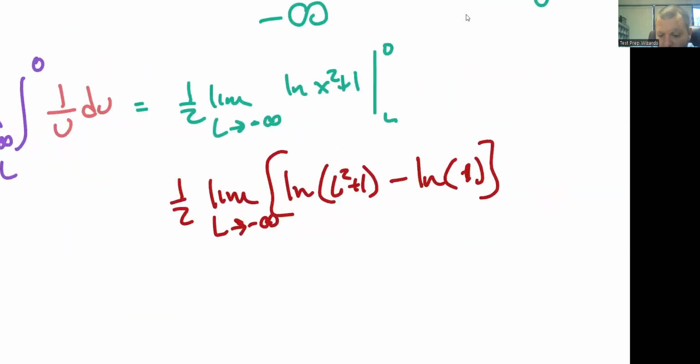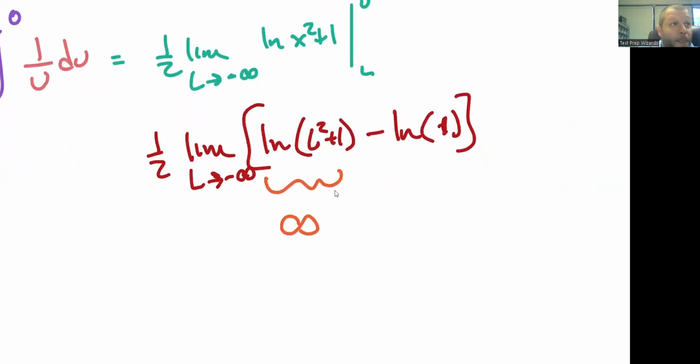All right, so we have a little bit of an issue, right? Because as L approaches negative infinity, L squared is blowing up, right? So if L squared is blowing up, L squared plus 1 is going to be infinite. The natural log of an infinite number approaches infinity. So we got an infinity in our integral. So this thing's going to diverge.